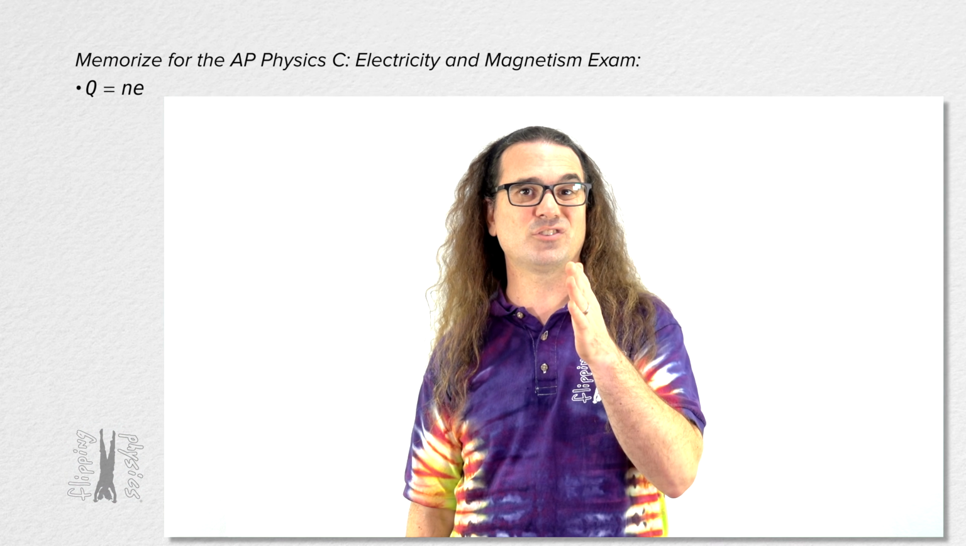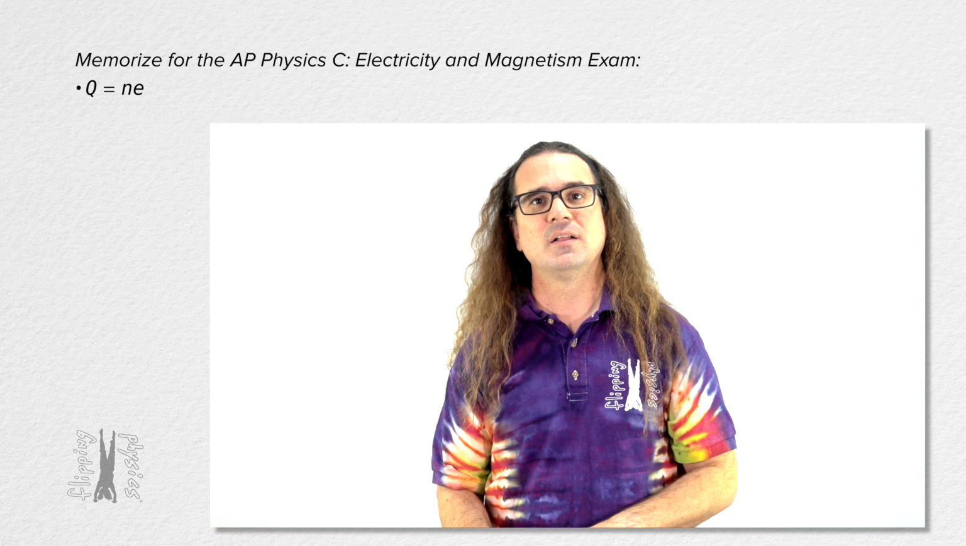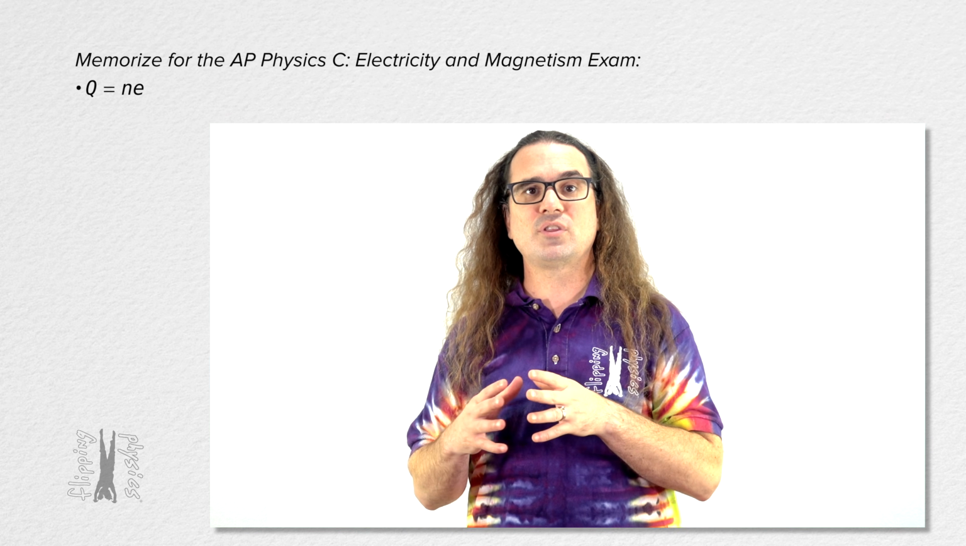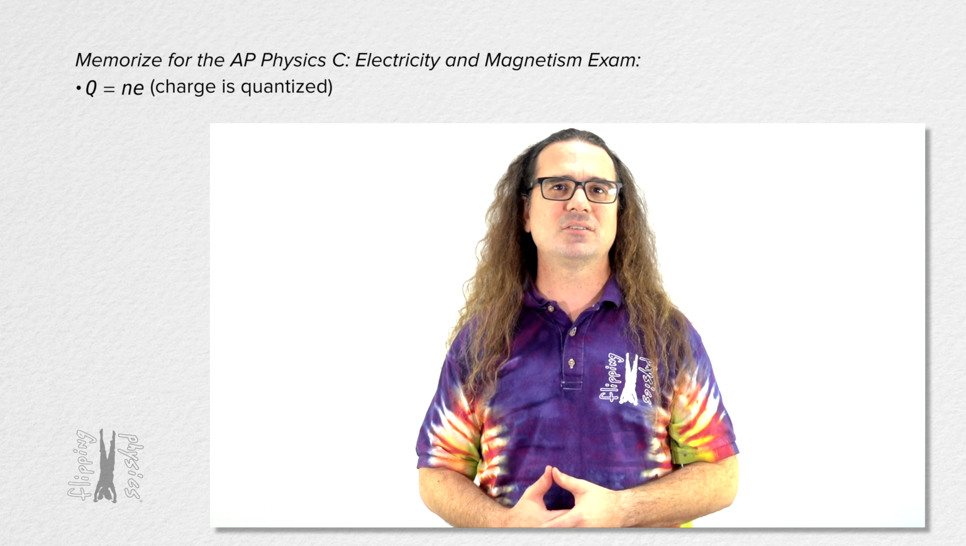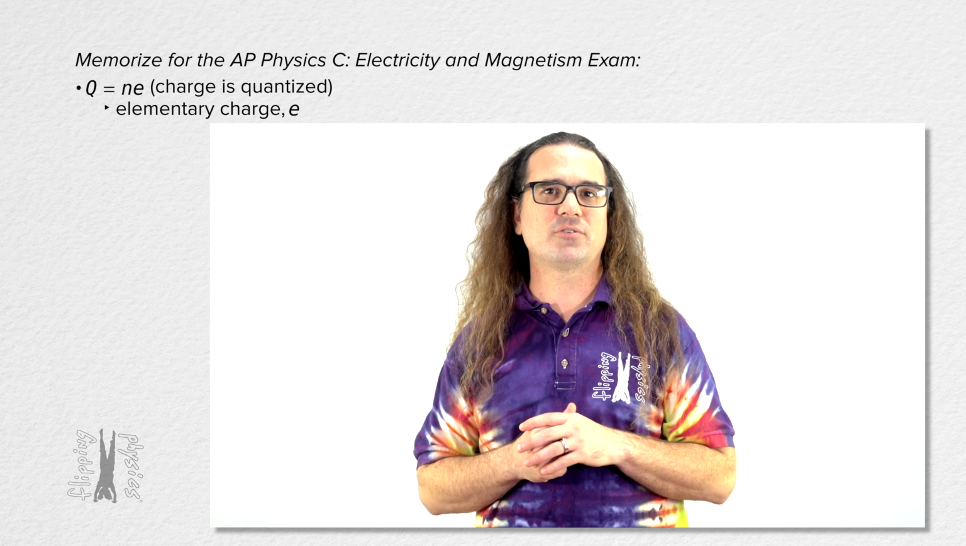Yeah, so there are a lot of equations and information provided to you on the exam. However, I'm going to highlight things which I think you need to remember, which are not included on the equation sheet or in the table of information. For example, charge Q equals number of charge carriers n times the elementary charge e. This is the equation which shows that charge is quantized. Charge comes in discrete quantities in intervals of the elementary charge.